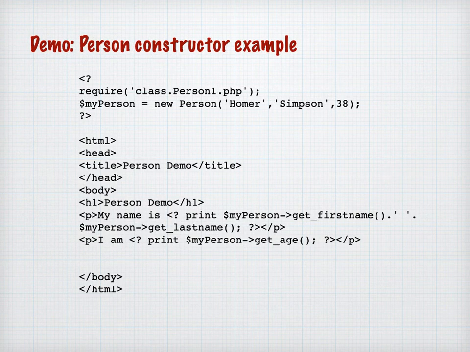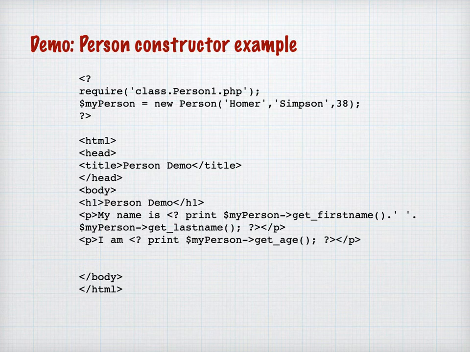So you can see there we're going to use our class person1.php, and inside that we're going to pass in the data into the person object. Then lower on down there you can see that we're actually using the get and the set functions. The get functions just to pull the data out and print it out.